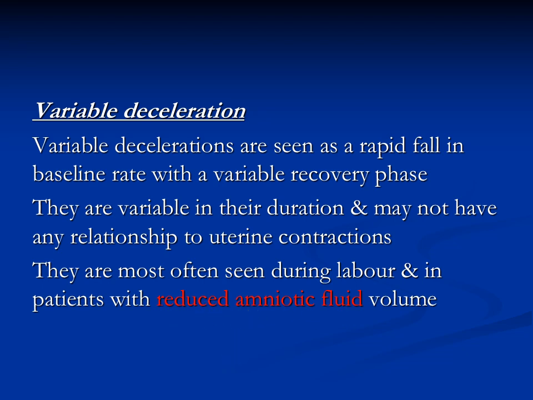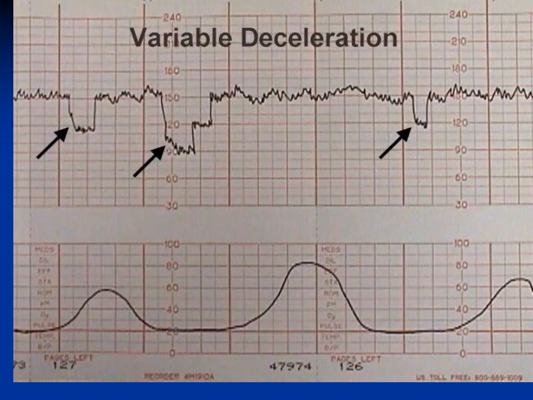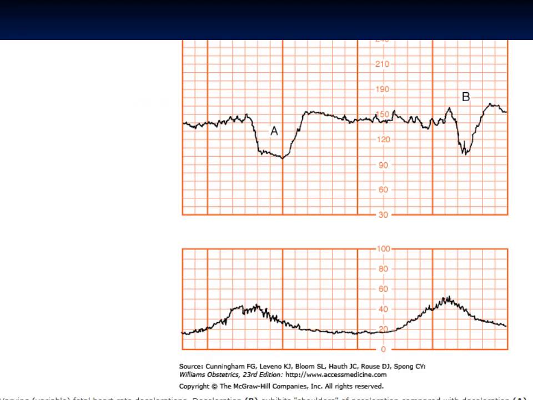So the presence of variable deceleration is an indication for amnioinfusion to minimize cord compression. Here, variable deceleration, it is an abrupt decline. You see here, abrupt decline, less than 30 seconds. The shape is varying and the relation to uterine contraction is varying. Okay, so this is a strip of variable deceleration.